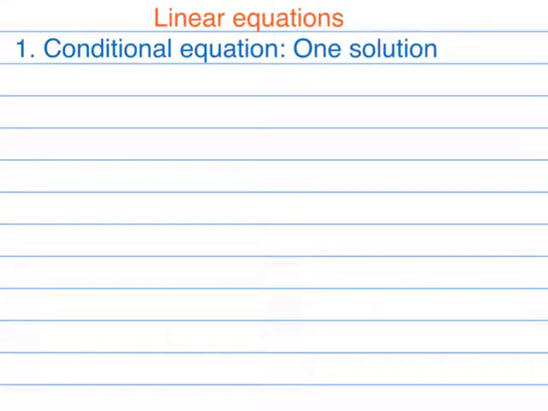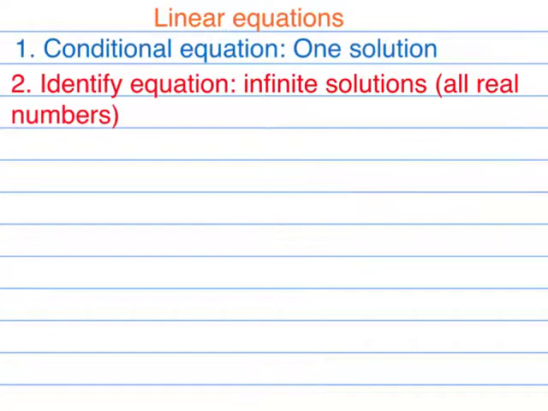The first kind of equation that can be solved is a conditional equation, and that is where there is just one solution. The second equation you can solve is the identity equation, and that's where you have infinite solutions and your solution set will be all real numbers.